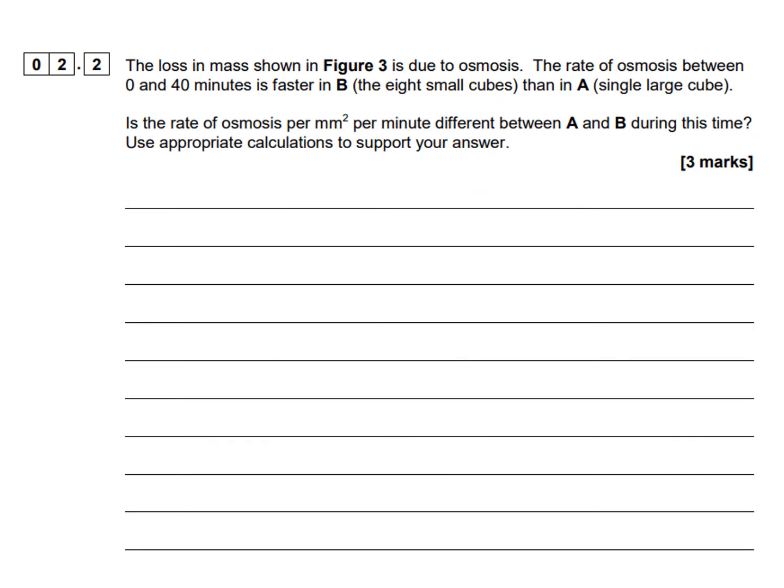So question 2.2 asks us to work out the rate of osmosis per millimeter squared per minute for A and B. But we do need to annotate the information we're provided with, because it says the rate of osmosis between 0 and 40 minutes on the graph. And it tells us that that rate of loss in grams is faster in B with the 8 small cubes compared to A. And that's maybe what we'd expect, knowing that the smaller cubes collectively have a larger surface area to volume ratio. So the rate of water loss by osmosis is faster.